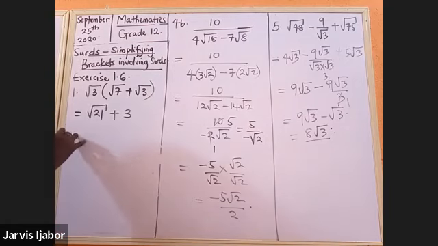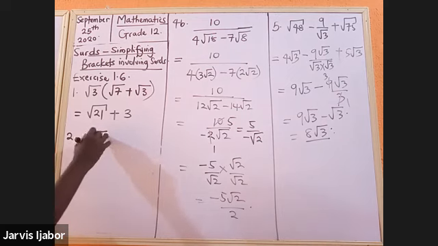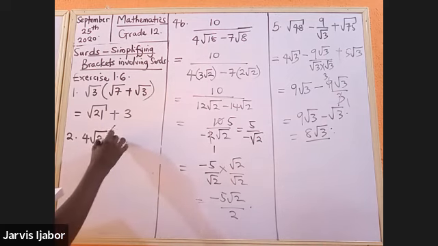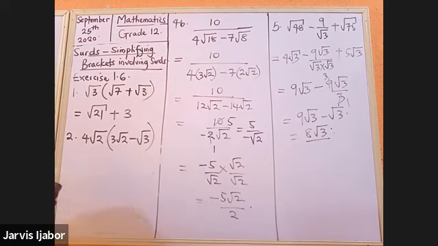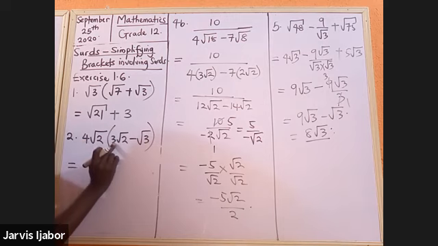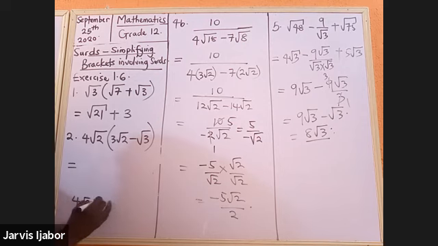Now let's look at number 2. In question 2, it says 4 root 2 into 3 root 2 minus root 3. So how do you do this? Here, you need to be a lot smarter now. This will be 4 times 3. Put in context, this is like saying 4 root 2 times 3 root 2. So I'll multiply these two first, and then I'll multiply these two.